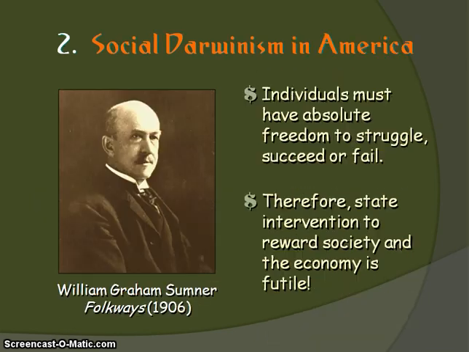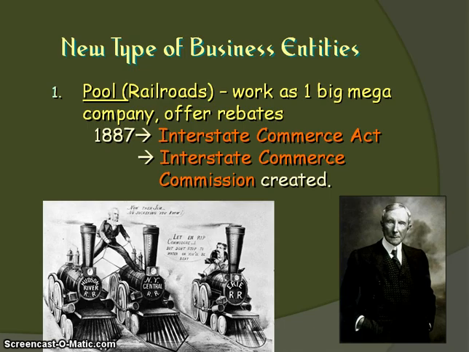An American social Darwinist was William Graham Sumner. He was all for the same ideas. Individuals must have absolute freedom to succeed or fail, and help for the poor was misguided, interfered with the laws of nature, preserved the unfit, therefore state intervention to reward society, any of that is just useless and should not be adhered to.